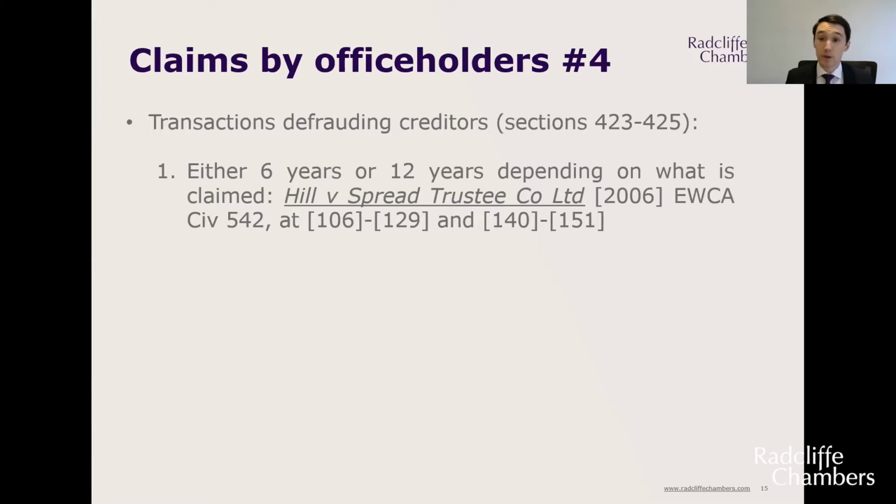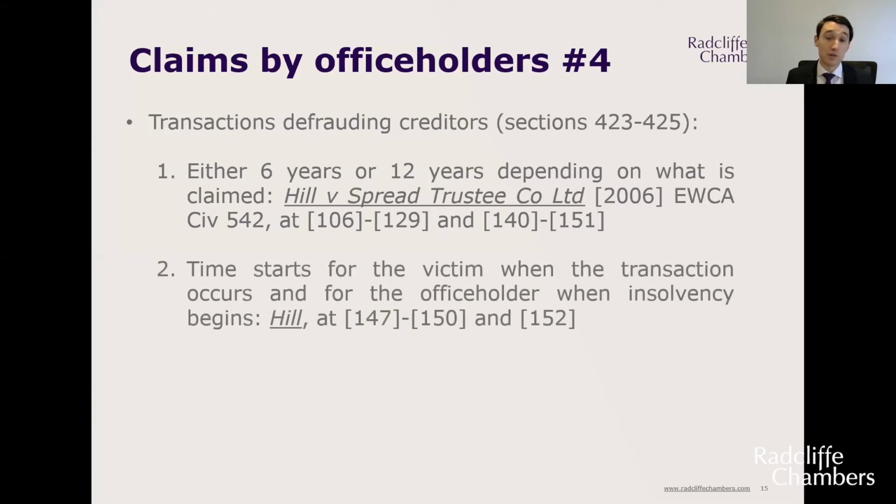Importantly though here, it's possible to have multiple limitation periods in respect of the same transaction. The Court of Appeal has said that time starts to run for victims when the transaction occurs, but time only starts to run for the office holder when the bankruptcy or winding up order is made. So you could have 2 different limitation periods expiring at 2 different times for the same action. And that can be a bit confusing, so it's something to bear in mind.